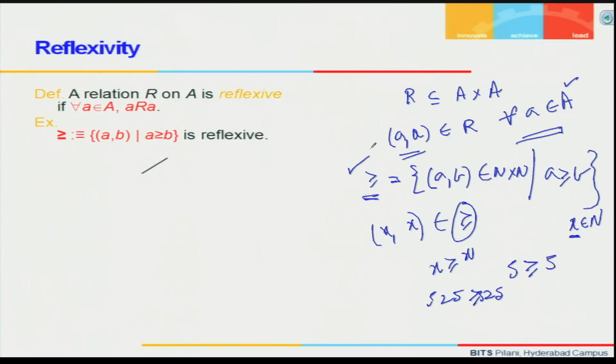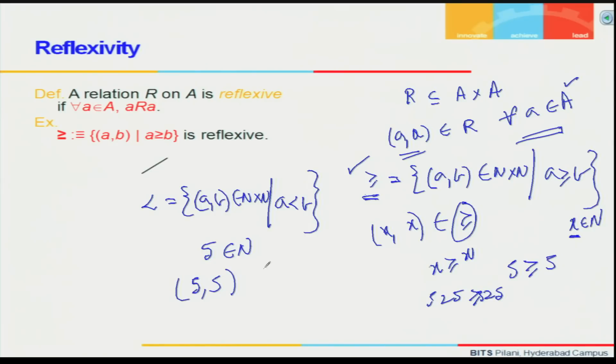We will take another relation that we have been speaking about. We will consider the less than relation: (a, b) in N cross N such that a is less than b. This is another relation that we have been speaking about. Can I say this relation is reflexive? No, because you have the number 5 in the natural numbers, but (5, 5) is not in the less than relation, isn't it?